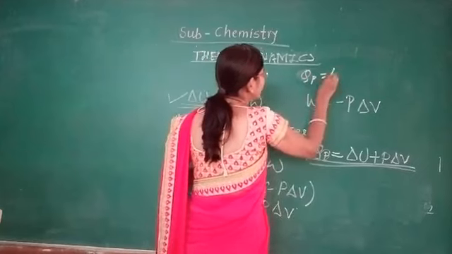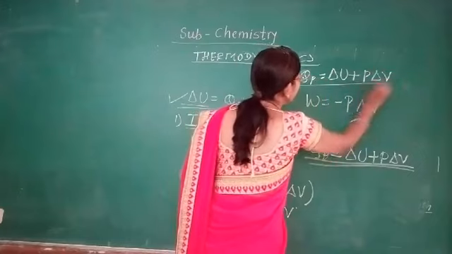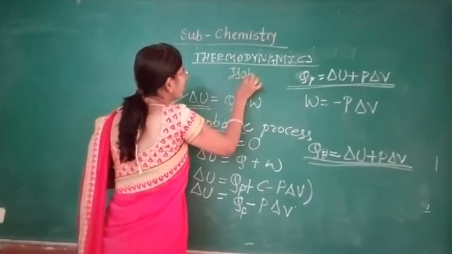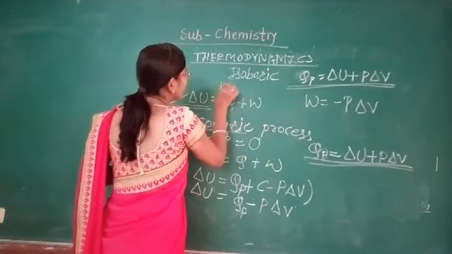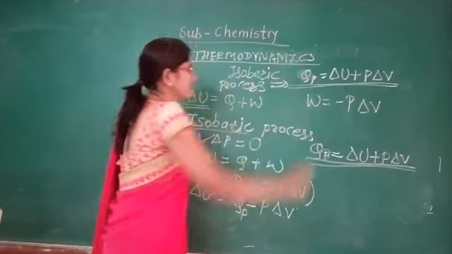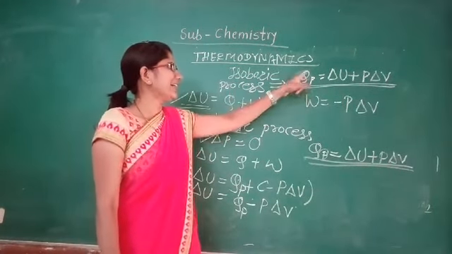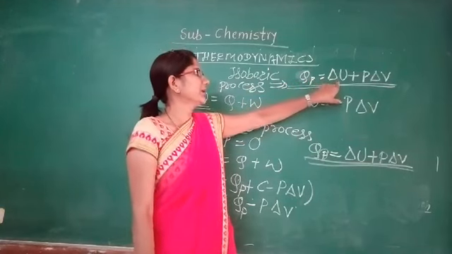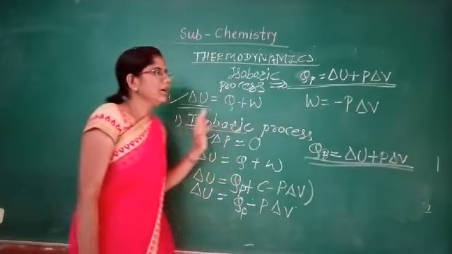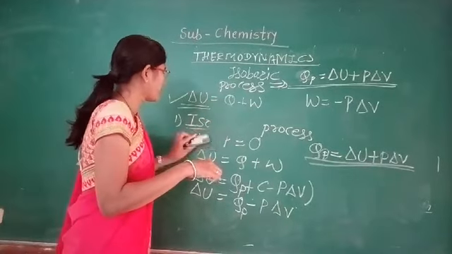QP, which is equal to delta U plus P delta V. This is the first law of thermodynamics for the isobaric process. Isobaric process साठी हा first law of thermodynamics, and we have to remember that for the isobaric process, the heat content at constant pressure is equal to the change in internal energy and the pressure volume type of work.